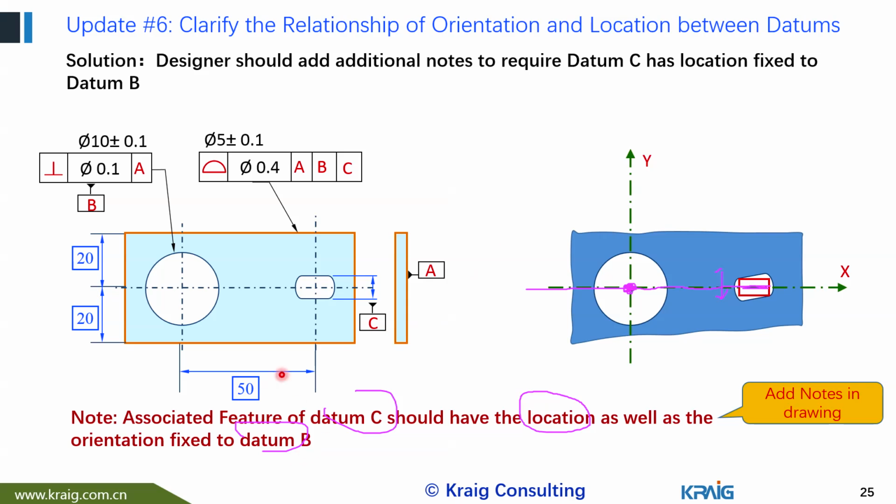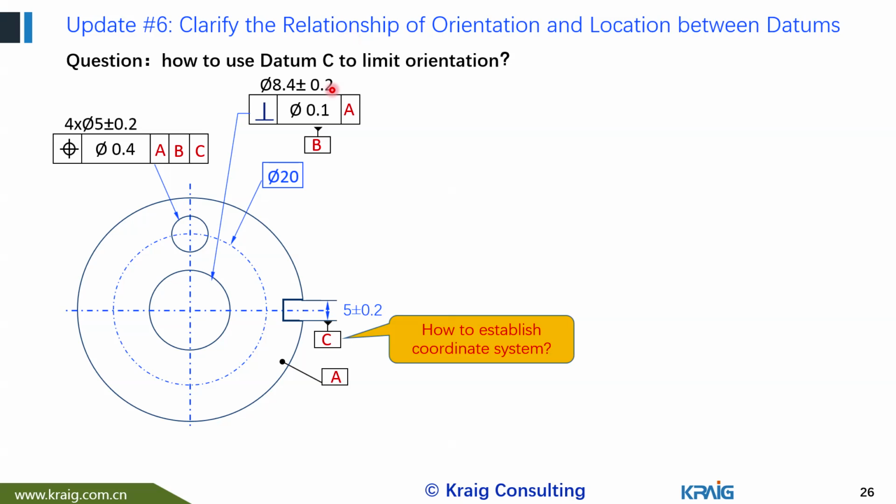Okay, and then we're going to see another application. This is pretty similar. Datum A is a top surface, and here datum B is the center hole, and we know that using datum A and datum B, we control all of the degrees of freedom except one: the component can rotate, right? So we're going to use datum C to limit the rotation.